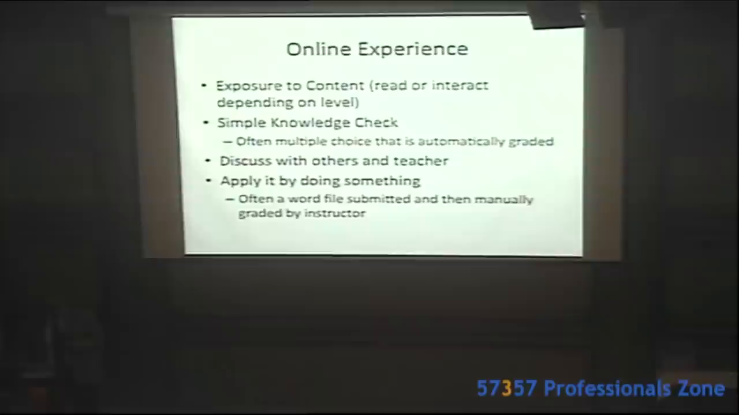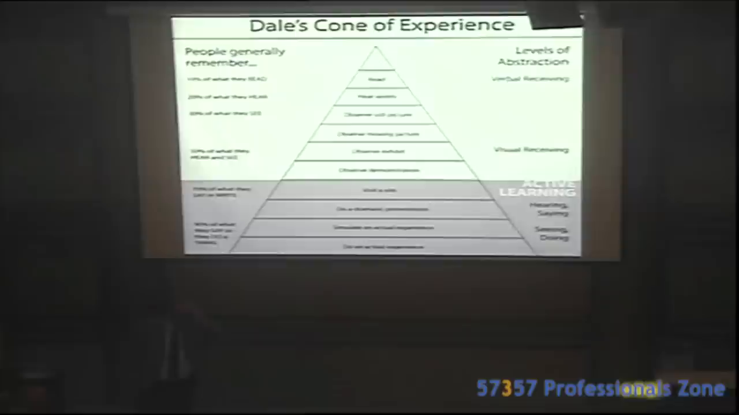I'm going to end with two very old theories, but I think these two old theories have become even more relevant today. The first is from the 1960s. It's called Dale's Cone of Experience. At the top you have read, hear words, observe a still picture. Down at the bottom you have do actual experience. Everything in gray we've categorized as active learning. Everything above that is much more passive learning.